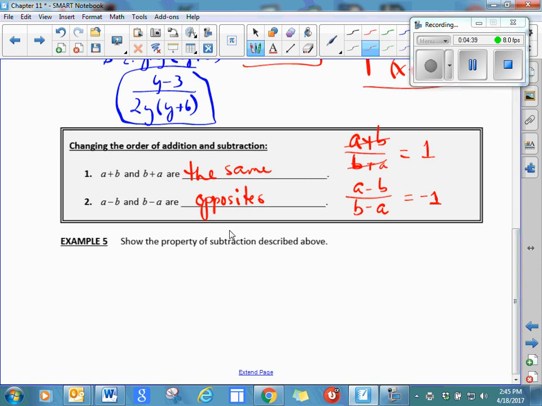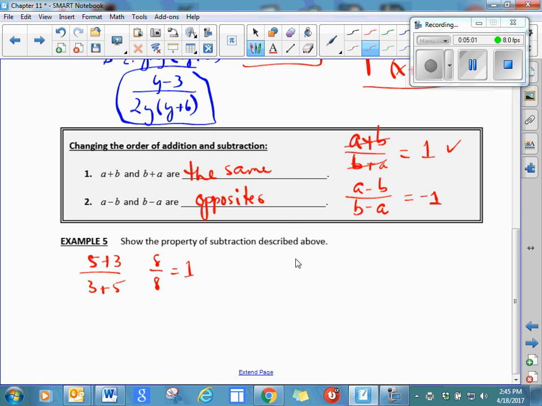So let's run through an example to illustrate this with numbers. I think it's a little easier to see with numbers. So if we say 5 plus 3 over 3 plus 5, that is, of course, 8 over 8, which is equal to 1. That illustrates this guy right here.